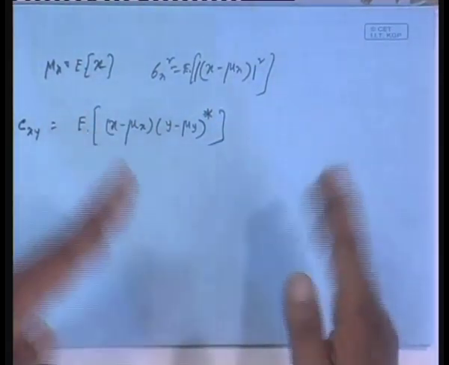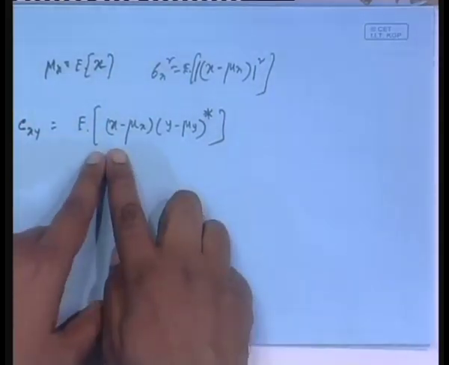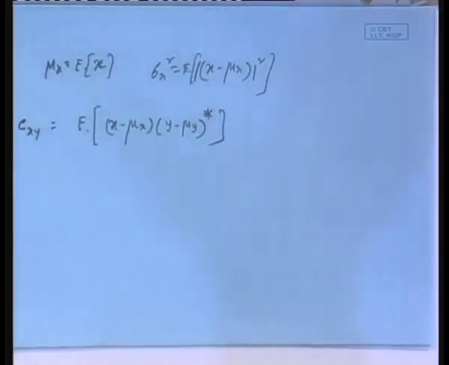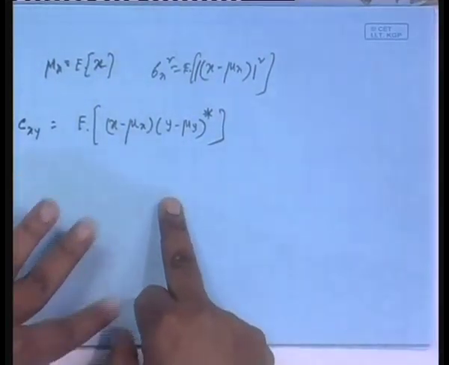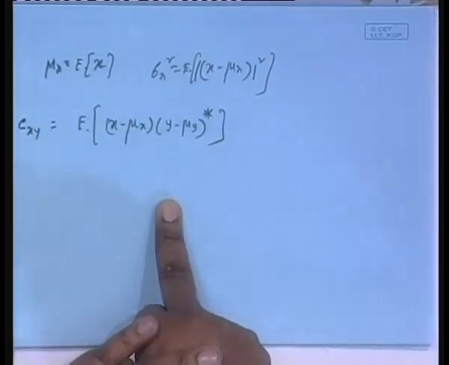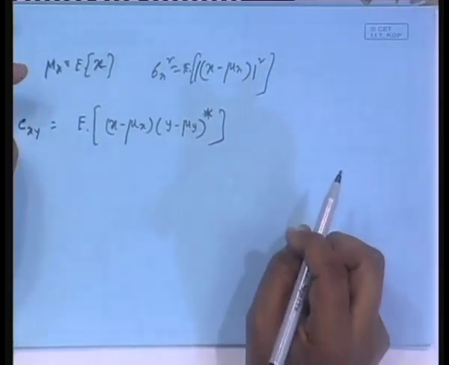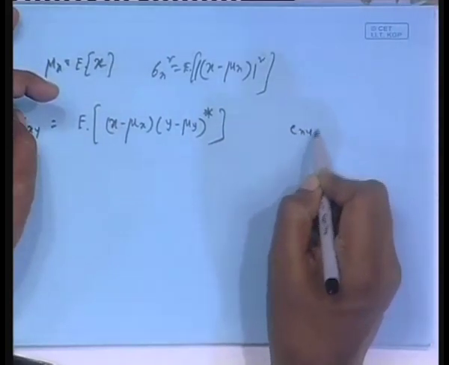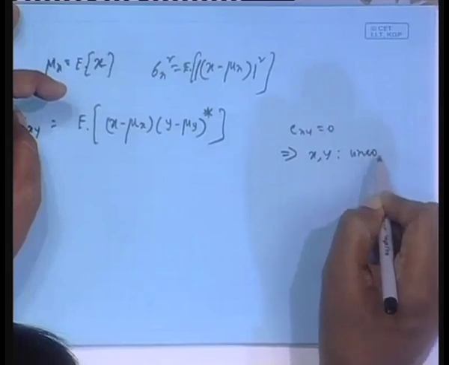So in either case, if they are related to each other, you get a high value. But if they are very much uncorrelated, then this difference can sometimes be positive, sometimes negative, and vice versa. So if you take a huge number of cases and average out, you will get a small value. That means this is a measure of the degree of correlation between the two random variables x and y. Two random variables x and y will be called uncorrelated if this quantity is 0. So 0 implies x, y uncorrelated.